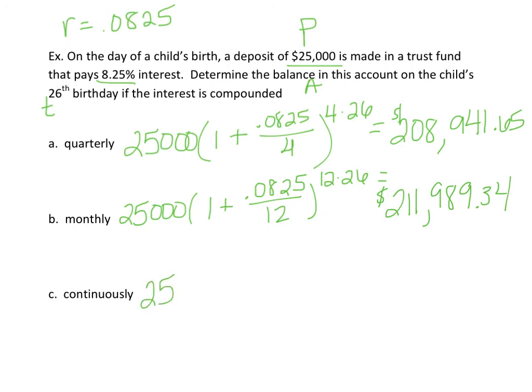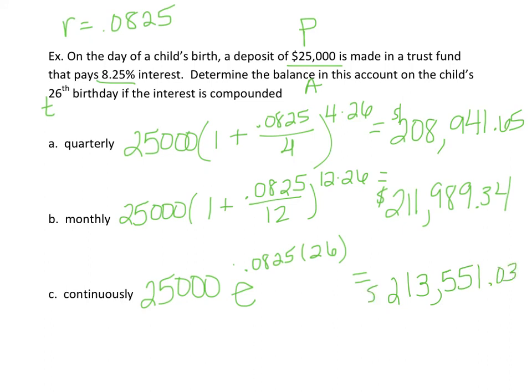And one more time, let's compound continuously. My principal times e, which is in your calculator, to the rt. r would be 0.0825 times 26. And in this account, I would have $213,551.03. So obviously, continuously would be the best. Like I said, that's rare. The more times you can compound per year, the better.